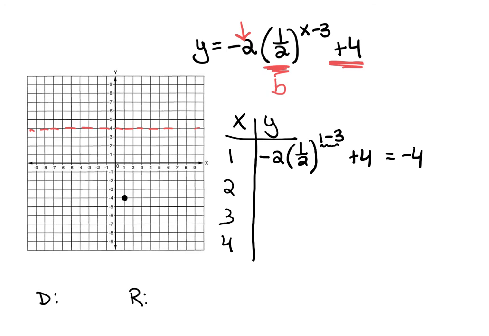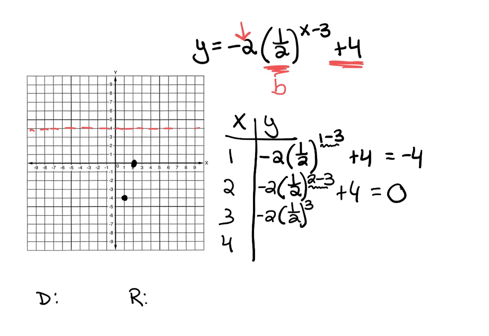Okay, if we plug in 2, -2 times 1/2 to the power of 2 minus 3, plus 4. 2 minus 3 is -1. And then 1/2 to the power of -1 is 2, times -2 is -4, plus 4 is 0. So 2, 0.